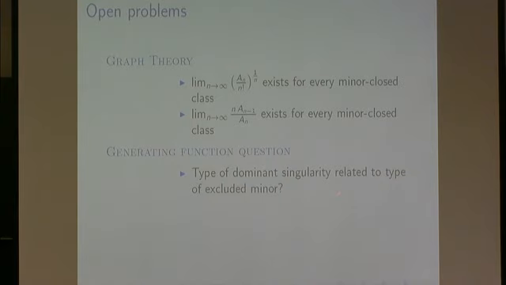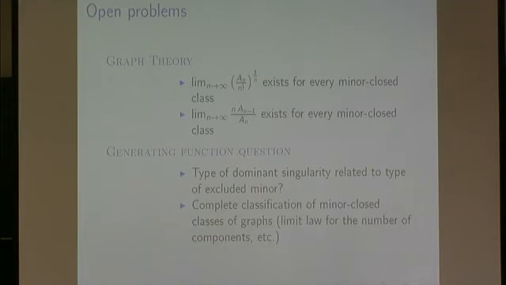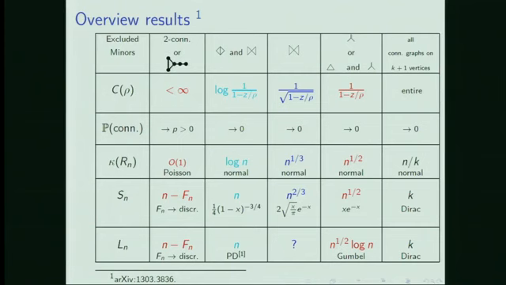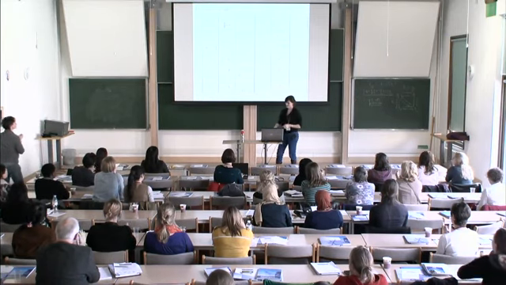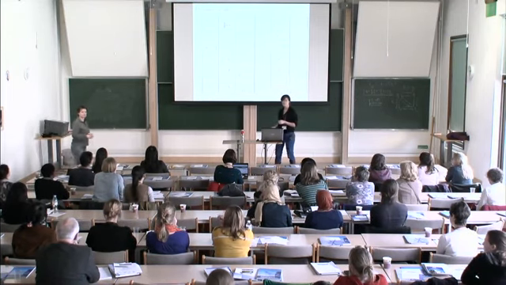And then also, once I have a dominant singularity, can I then get a complete classification? Can I immediately get the limit law? Can I immediately get the law for the largest component? That's still kind of open. And then, I talked you through excluded minors here. I didn't do that. And then these 3 lines. Thank you very much. There are some more questions.